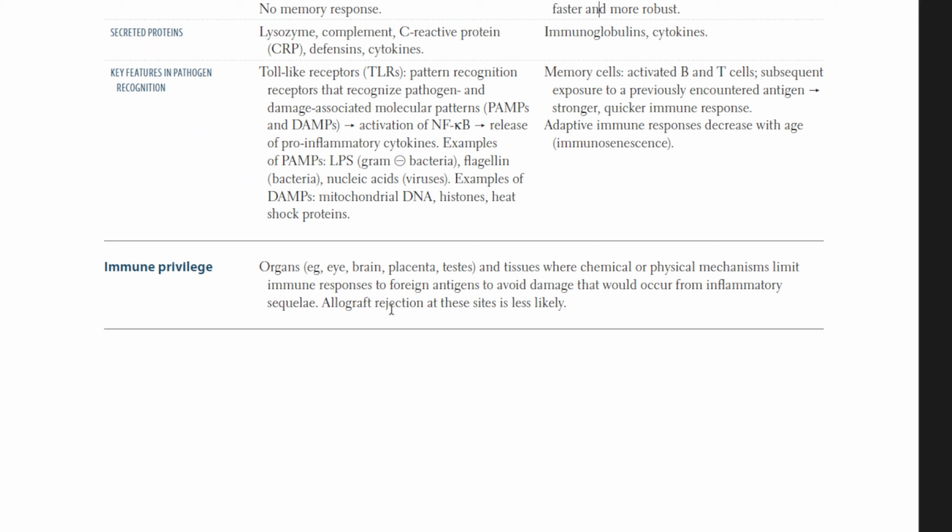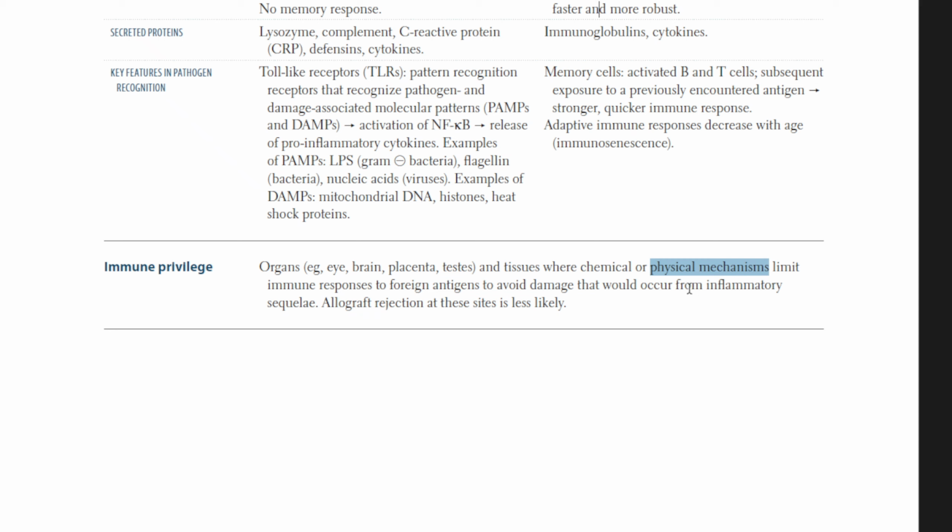Immune privilege means that because of chemical reactions or physical mechanisms, for example, the brain has the blood-brain barrier, a physical mechanism, the immune system is not that strong in those organs. For example, the eyes have very tiny structures, so if you have inflammation inside the eye, you're going to lose your vision. So there has to be a mechanism so the immune system doesn't get that strong in those organs.